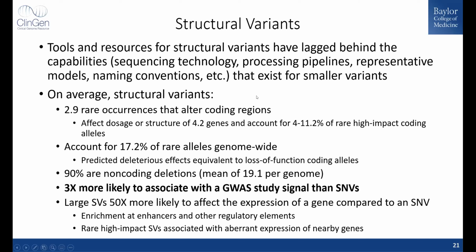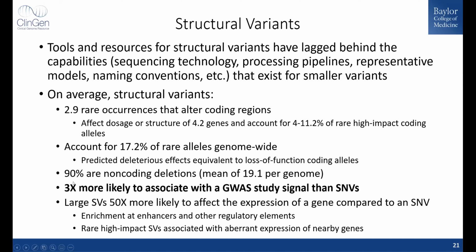So on average, structural variants are still very, very important. You know, 2.9 rare occurrences that alter coding regions, that they basically affect the dosage or structure. So we've received an increased interest in actually registering these and naming these and finding some utility to actually get an identifier that people can use in downstream curation efforts. So they account for about 17.2% of rare alleles genome-wide. So I think that's always seen a recent increase from some of these manuscripts.